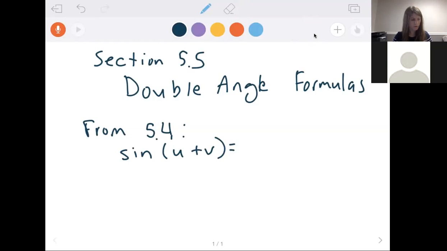I'll go ahead and finish writing this formula here. So we had sine u cosine v plus cosine u sine v.